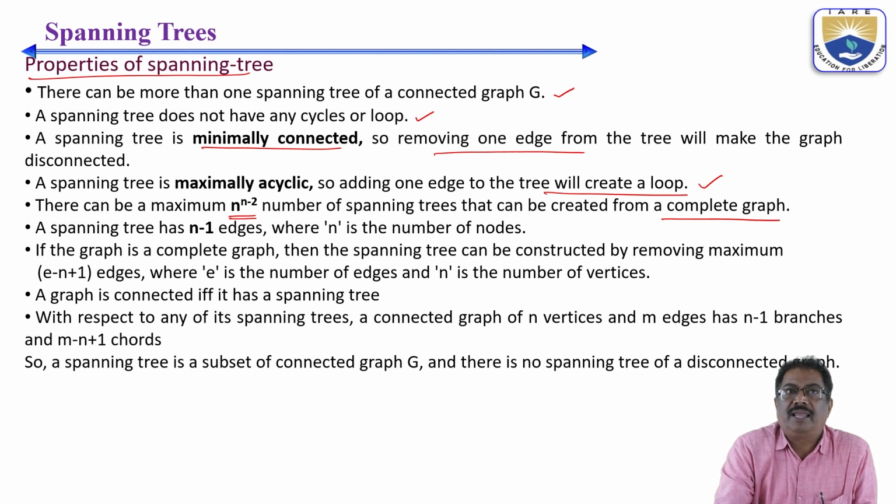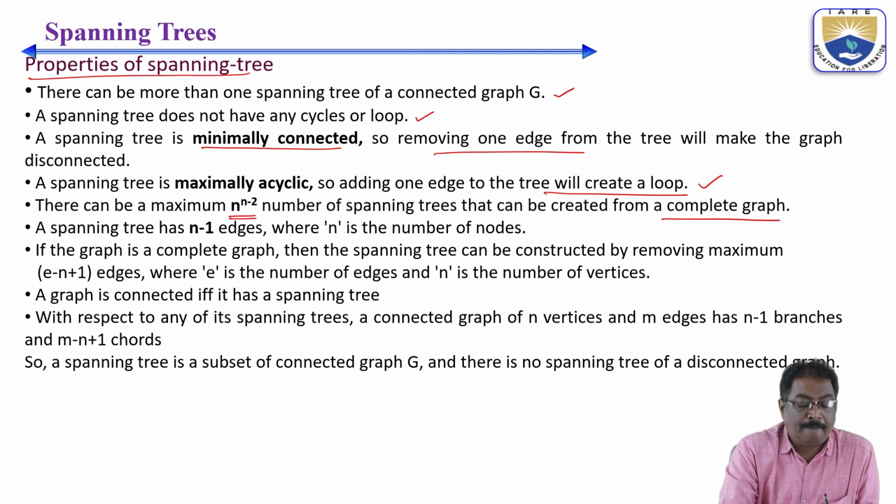So n is nothing but the number of vertices. A spanning tree has n minus 1 edges, where n is the number of nodes or number of vertices. If the graph is a complete graph, then the spanning tree can be constructed by removing a maximum of e minus n plus 1 edges. E is nothing but the number of edges and n is nothing but the number of vertices.